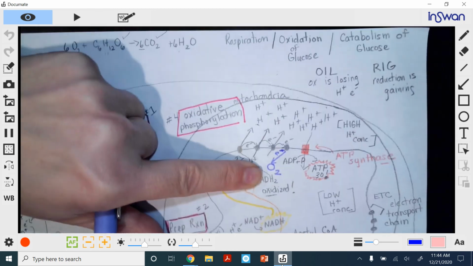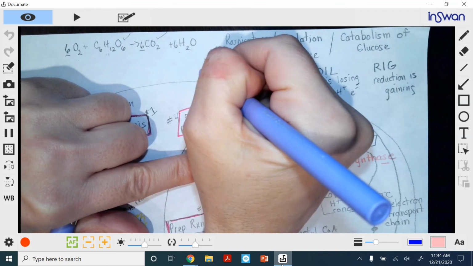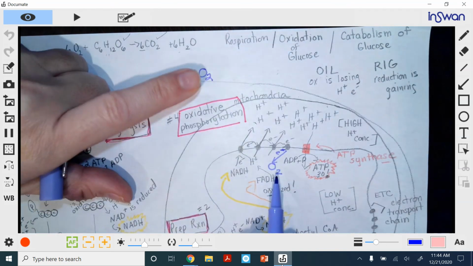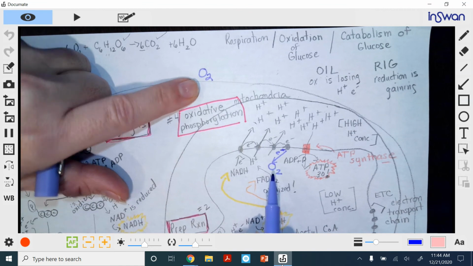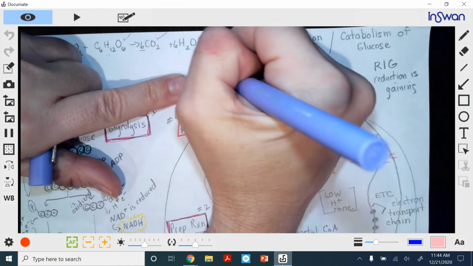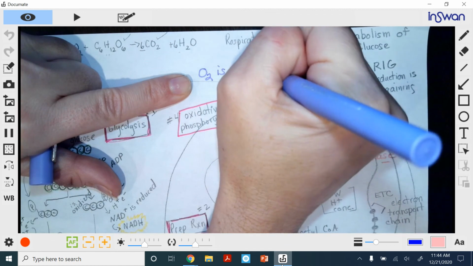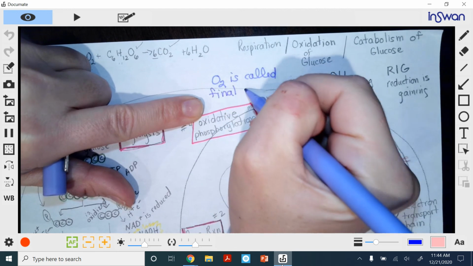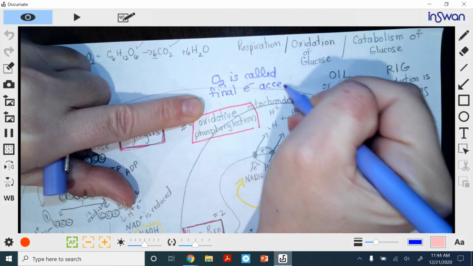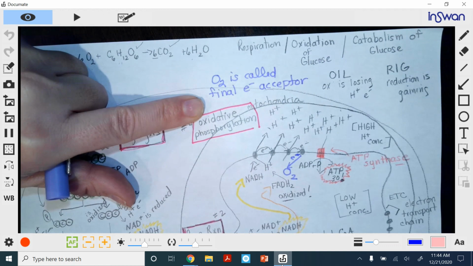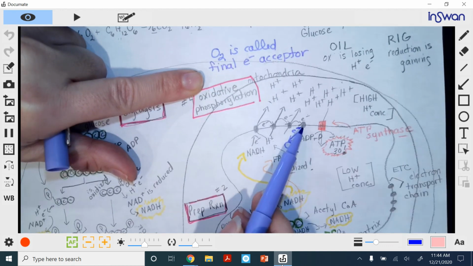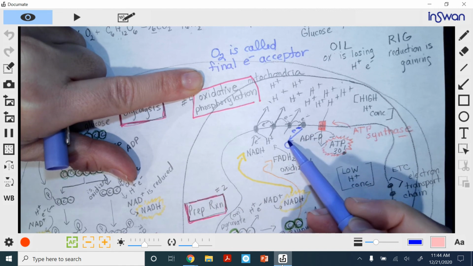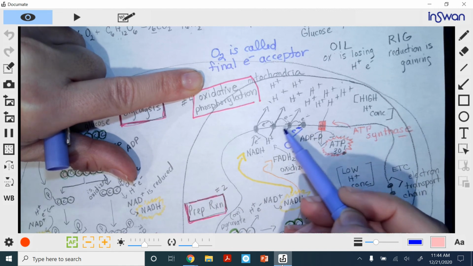Oh, I don't have any room. I'm just going to put it right here. I'm going to write it in the same color. So you go back up and you look about why we're writing the same color. It is called the final electron acceptor. This is the last electron on the last electron transport chain protein. It has to be accepted by something, or this whole process shuts down.